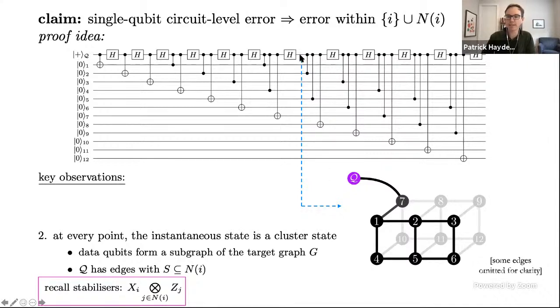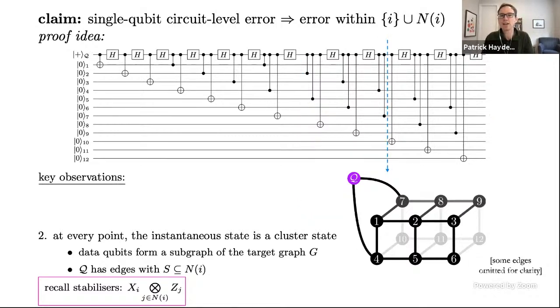So the X error is on the emitter. So we'll put the X error on the emitter. And this is a cluster state. So there's a stabilizer operator associated with the emitter now, which is an X on the emitter and a Z on its neighbors. And so there's a Z on 7. And so this X error on the emitter is just equivalent to a Z error on site 7. And that's what we saw earlier, that what looked like a spray of errors all over the circuit is actually equivalent in this case to a single qubit error on a single data qubit.